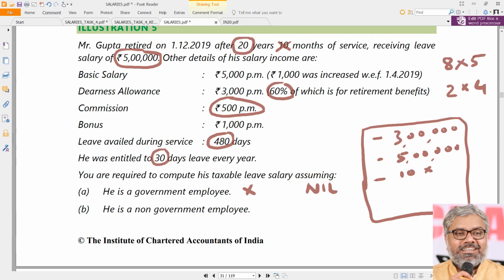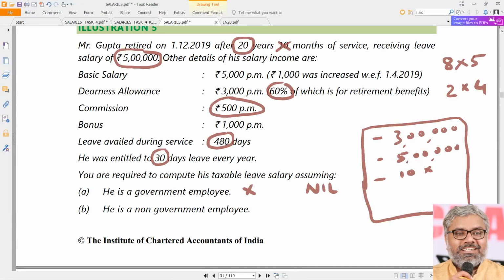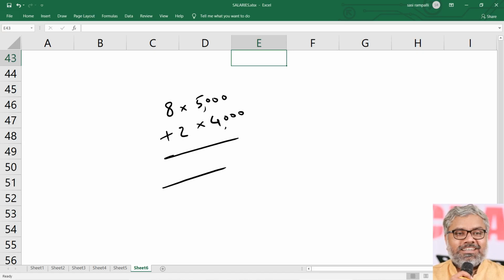So how can this be? Let us take it one by one. We have 8 months at the rate of 5,000 rupees plus 2 months at the rate of 4,000 rupees. This gives us basic. So 8 into 5,000 plus 2 into 4,000. That will be how much?